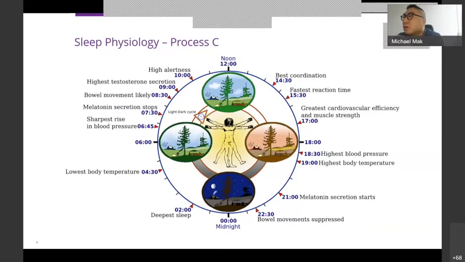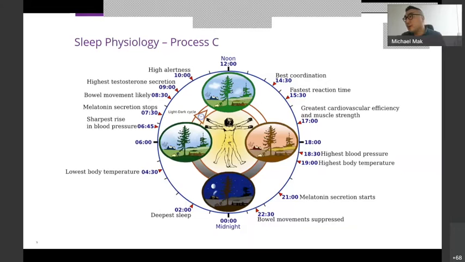And basically, the internal body clock controls a series of bodily processes, some of which I've listed here in this diagram. And it matches up to the light-dark cycle of the external environment. So basically, when it's light out, we should feel more alert. And when it's dark out or getting dark, we should feel more sleepy.